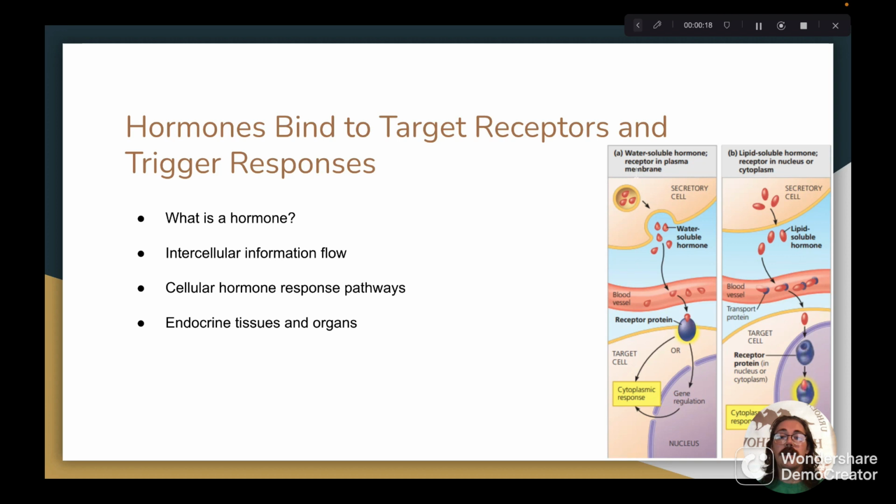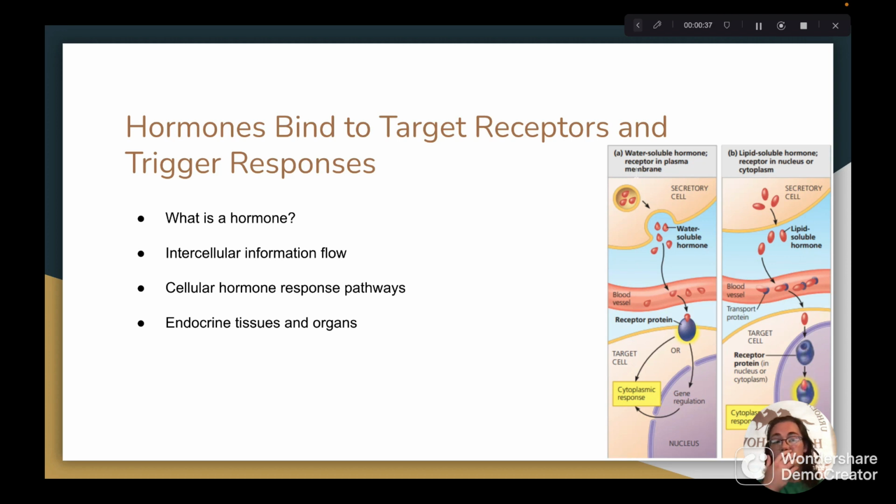of our textbook, which is titled Hormones and the Endocrine System. Hormones bind to target receptors and trigger responses. First off, what is a hormone? Hormones are molecules found within the bodies of animals that serve to elicit some specific response from cells that possess a specific target receptor to which the hormone is able to bind.